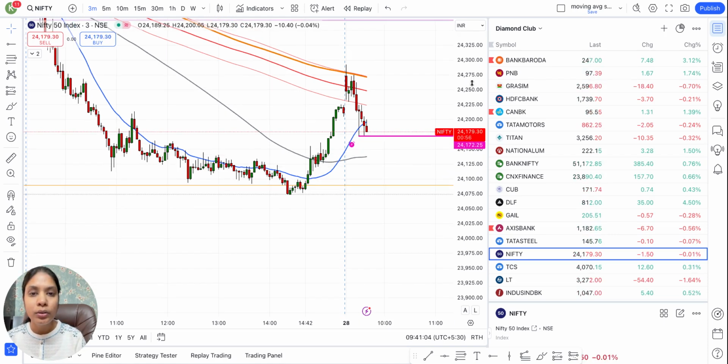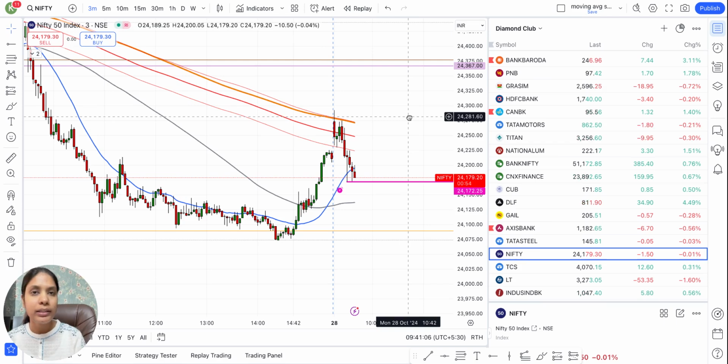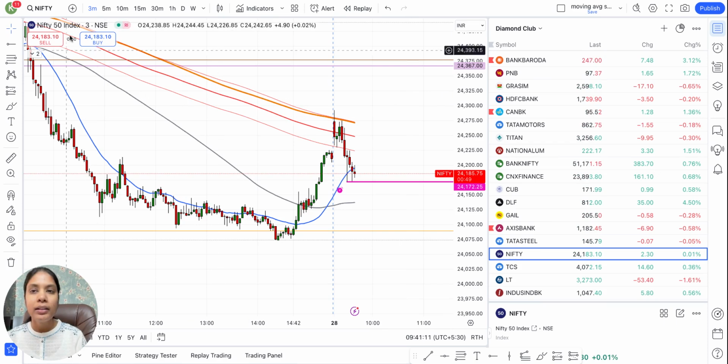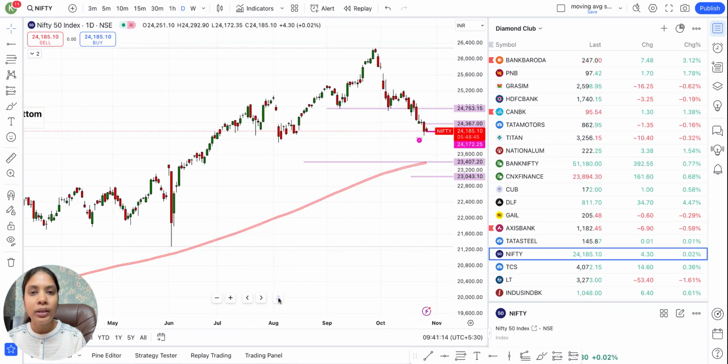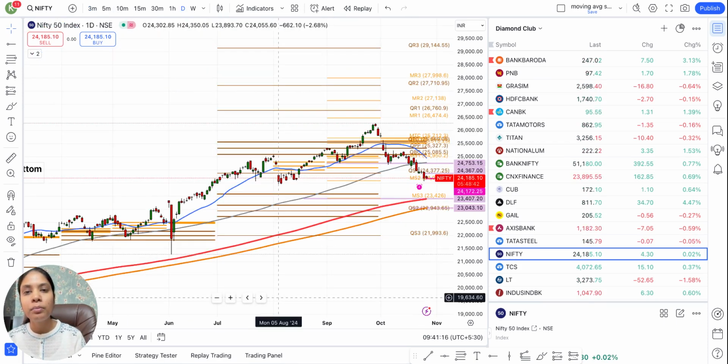Everyone must be wondering where Nifty is going from here. Are we really going to have a crash, and is there any way that Nifty can find support and go up from here? There is a lot of news going around, and a lot of people on social media are commenting that Nifty can crash.